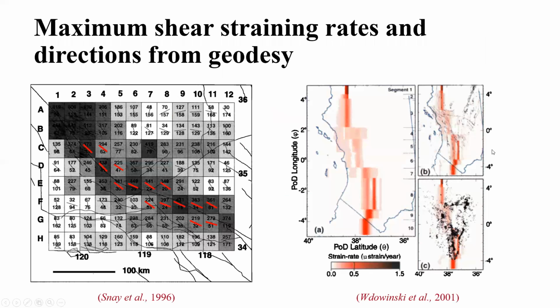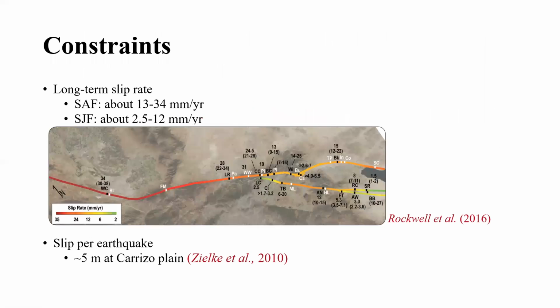The maximum shear straining rates and the directions are input in our model, and they come from geodetic data sets. After the simulation, we compare our results to long-term slip rates and the slip per earthquake estimation.